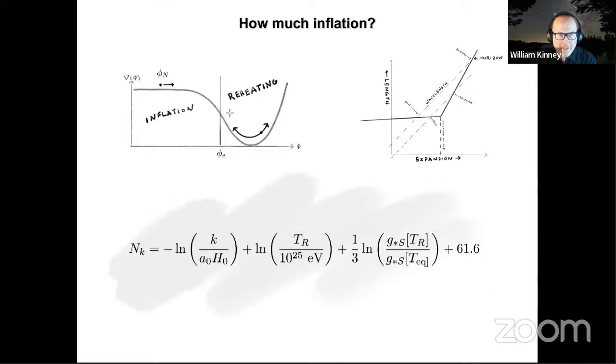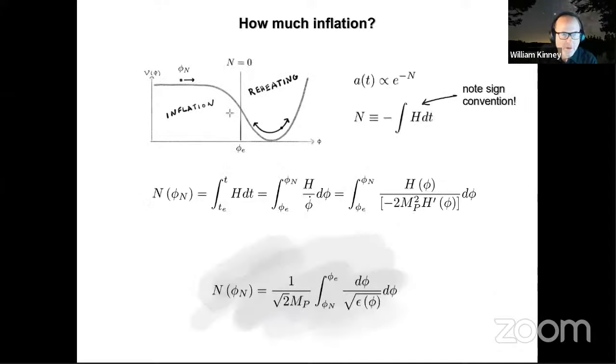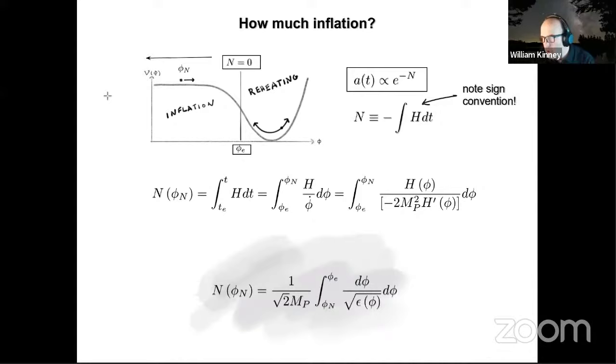Okay, so let's do this in terms of a scalar field now. How much inflation do we need? We define the zero of the number of e-folds to be the end of inflation, and we write the scale factor goes as e to the minus N. So that means that the number of e-folds is increasing as we go earlier in inflation. This is the sign convention that we're using. It's sort of a weird sign convention that's very widespread in inflation.